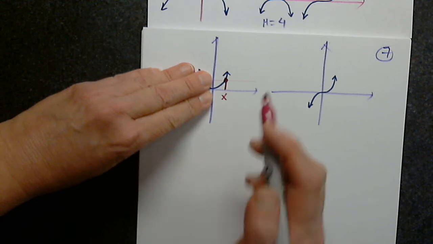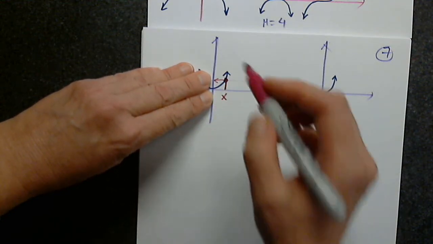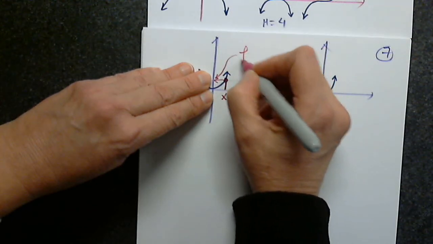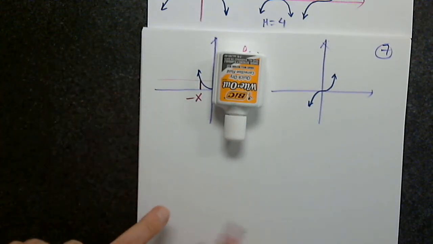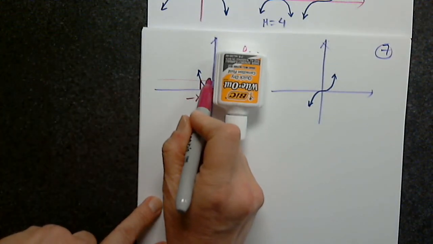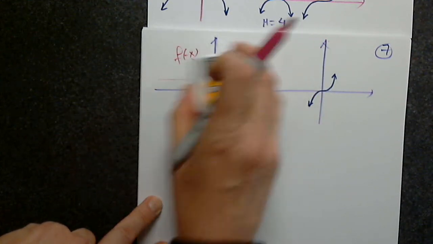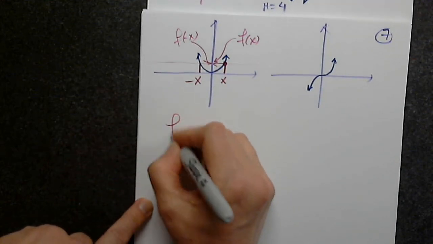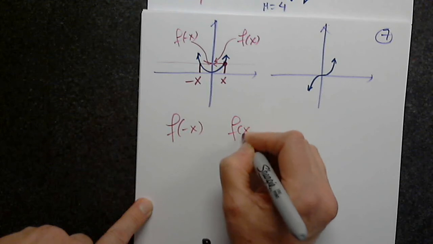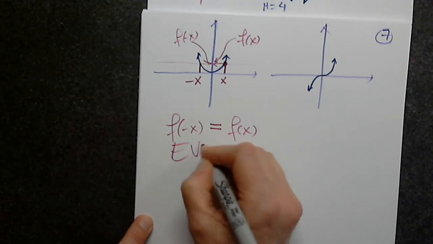Without knowing this side, I would like you to give me the y-coordinate of this point. What is this value? Excellent. Without knowing this side, I would like you to give me the y-coordinate of this point. Very good. This point is f of negative x, or the height. Good. And now, I would like you to tell me the relationship between f of negative x and f of x. Say it again. They are equal. Very good. That is an even function.